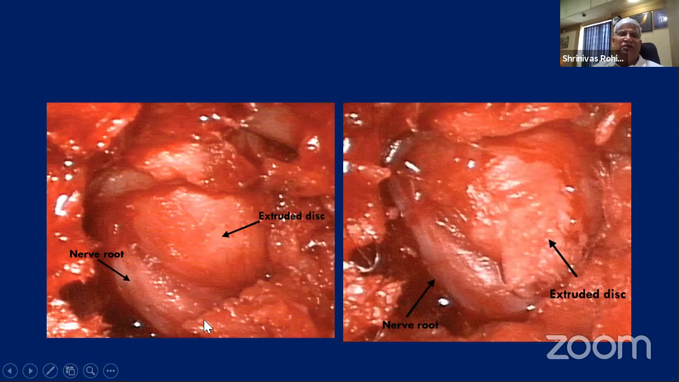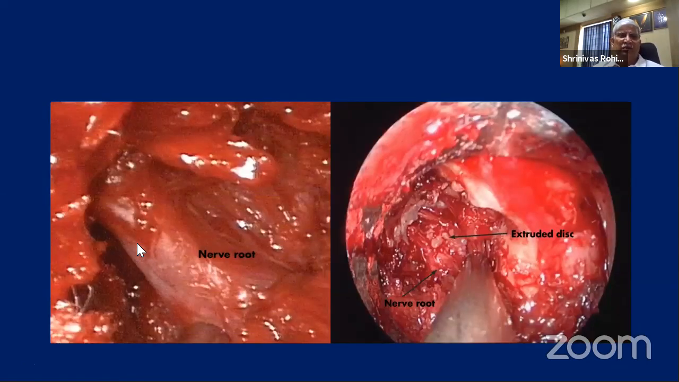This is the exiting root. This is the lateral edge of the dura. And this is the huge far lateral disc in the axilla of the exiting root. This is the decompressed exiting root.